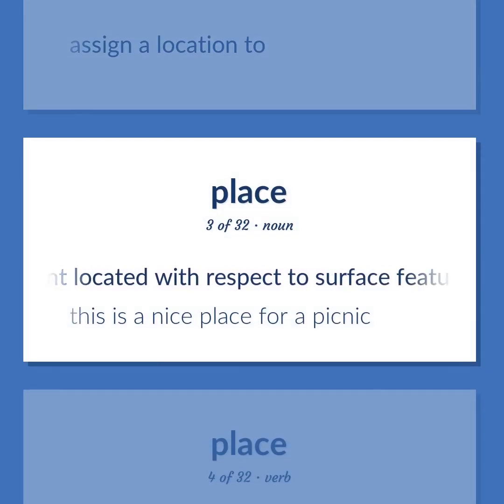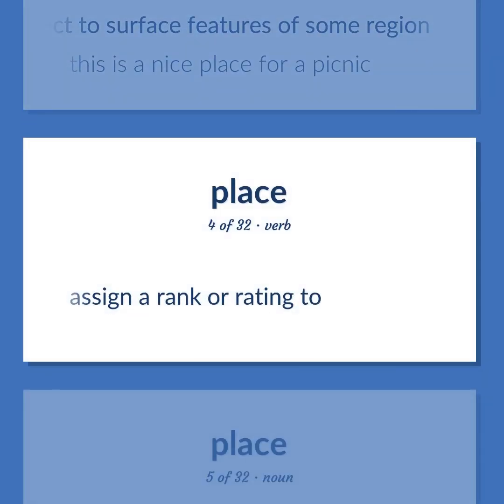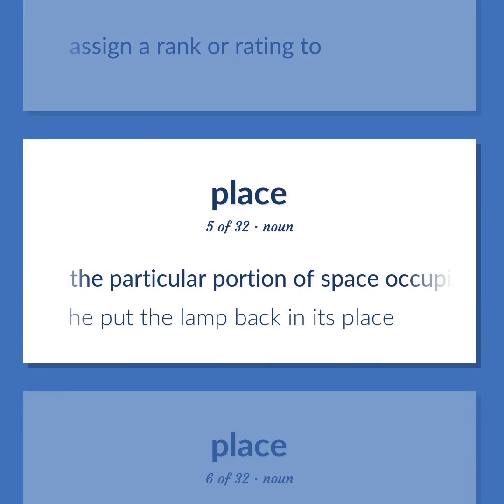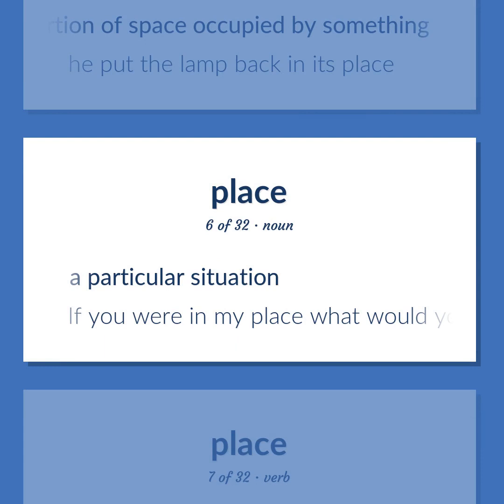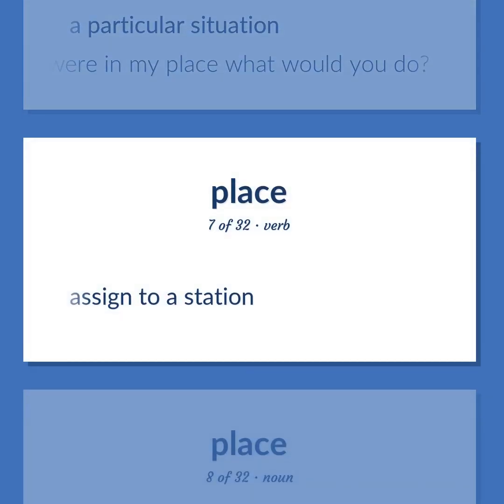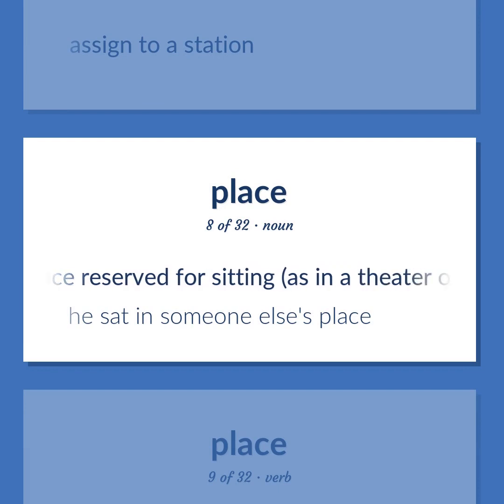A point located with respect to surface features of some region. This is a nice place for a picnic. Assign a rank or rating to. The particular portion of space occupied by something. He put the lamp back in its place. A particular situation. If you were in my place, what would you do? Assigned to a station. A space reserved for sitting, as in a theater or on a train or airplane. He sat in someone else's place.